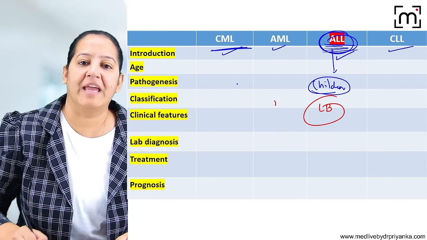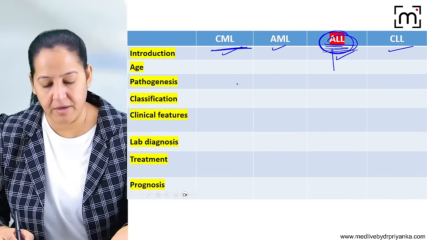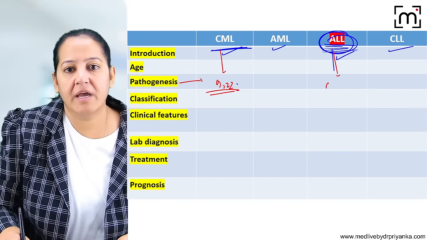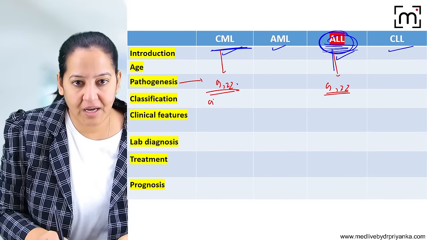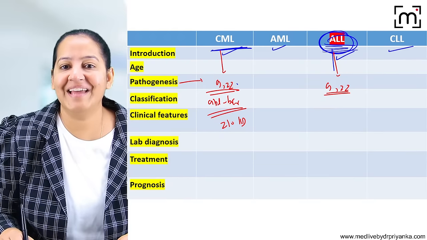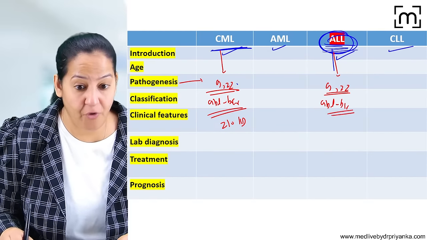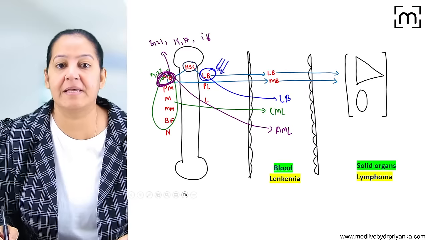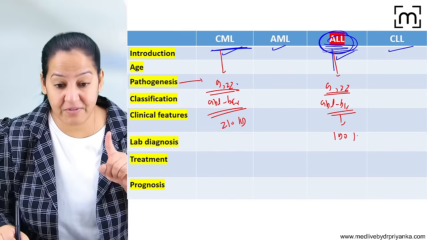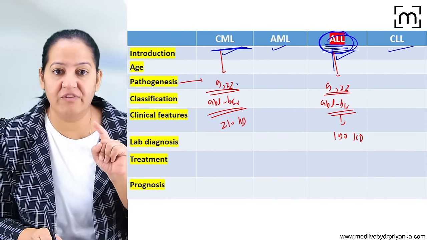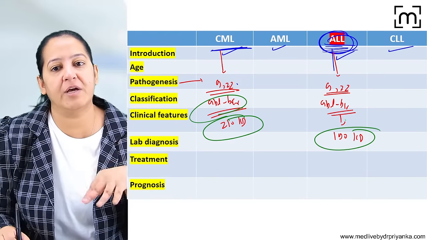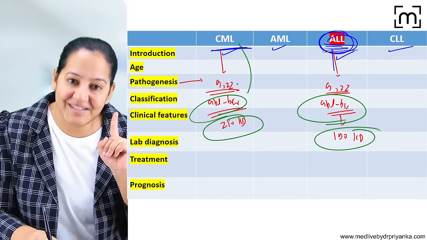So here also the ABL-BCR fusion is formed. Here also the 9;22 translocation fusion gene is formed. Here the ABL-BCR fusion gene size is 210 kilodalton. And here the ABL-BCR fusion gene is formed the same way, the translocation, the exchange takes place. But here the size of the fusion gene is only 190 kilodalton. Someone was asking about 210 and 190 kilodalton. So we have to see the size. Based on the size, we can identify whether it is CML or ALL.